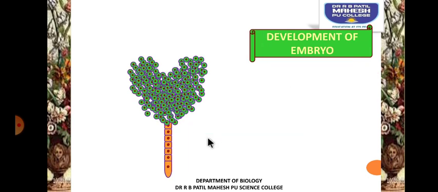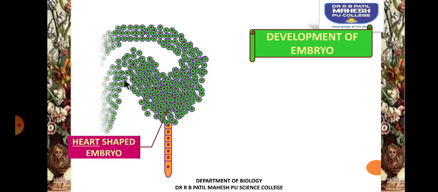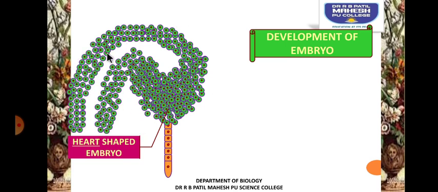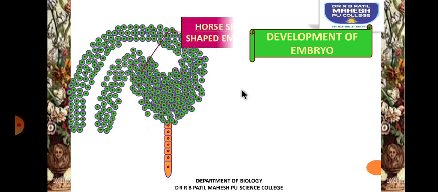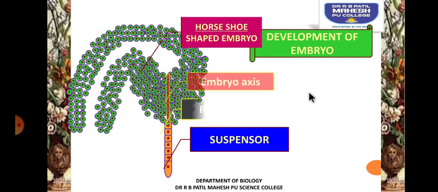Now from the heart-shaped embryo what will happen? Again there will be cell division. You can see the division is very rapid, and the cells also get organized. Thus the divided cells get organized to form a perfect embryo, which is called the horseshoe-shaped embryo. Clear? So this is the embryonal axis, where the embryo is lying.